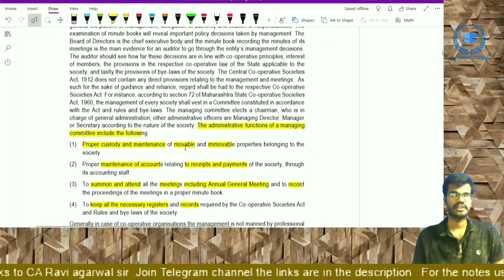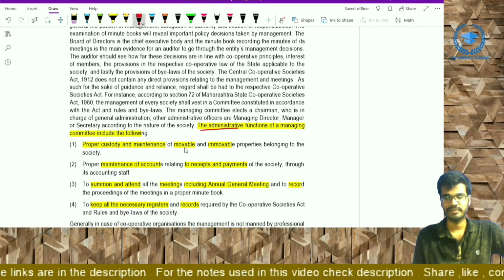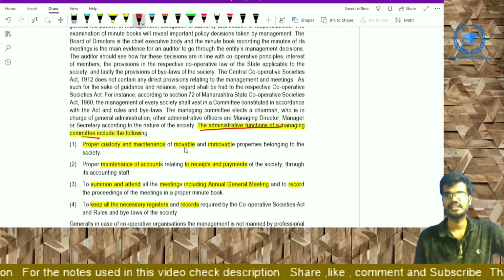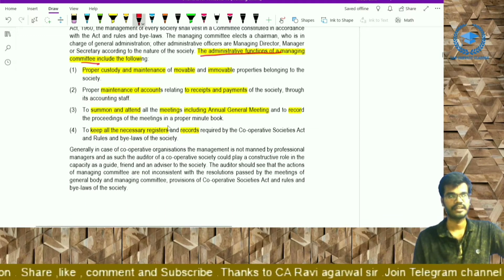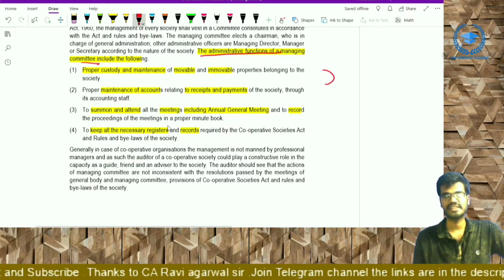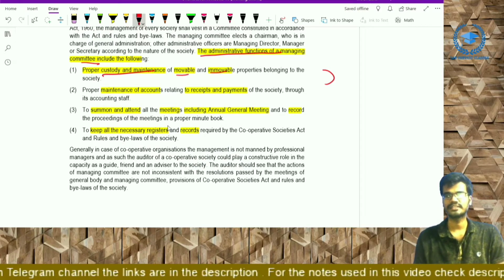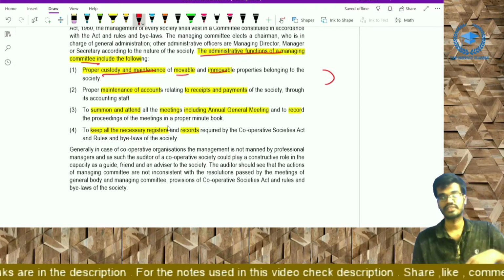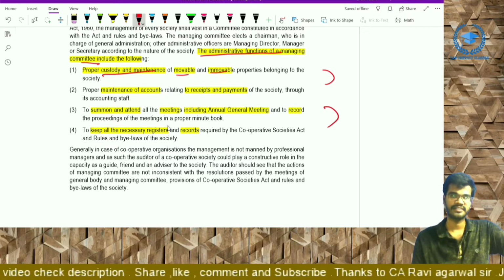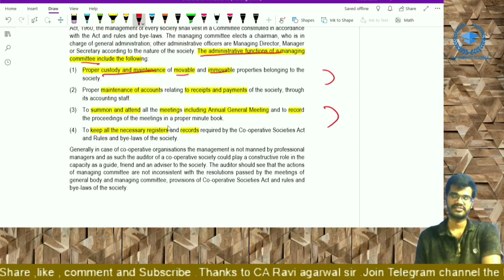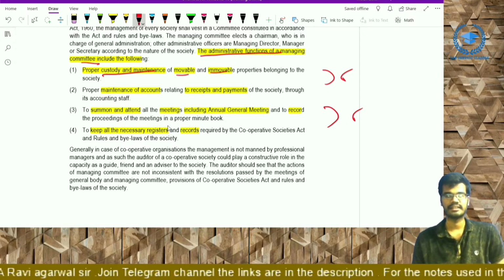Coming to the next topic, that is audit and management. That is not much important, but we can expect a question here: what are the administrative functions of the managing committee? There are 4 functions generally given in the study material. The functions are as follows. First, proper custody and maintenance of movable and immovable property. The second one is proper custody and maintenance of accounts, receipts and payments through accounting staff. The third one is to summon and attend general meetings and maintain records, and the fourth one is to keep all necessary records and registers. This is a general question, not that important, but it has not been asked till now.